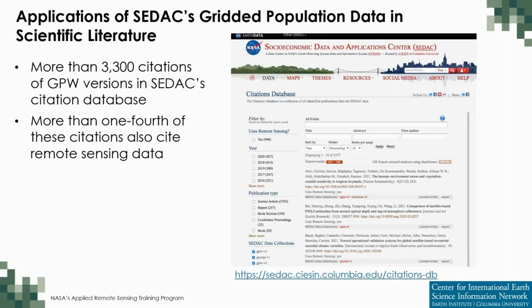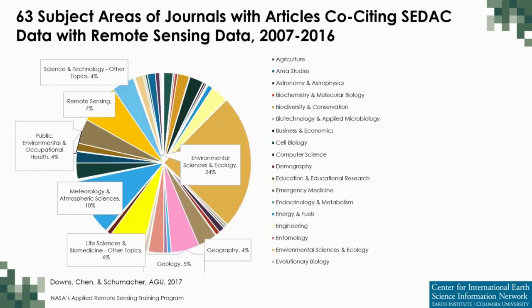And we also track whether these data are used in the same paper with remote sensing data, often from NASA satellites, but also other satellites. And about a fourth of those papers that cite GPW also use remote sensing data. And we have done on various occasions analyses of these citations. This is from a few years ago. And this pie chart actually reflects not just GPW, but all the data cited in our database. But one interesting thing is just the breadth of applications of CIESIN data across the sciences, including a lot in biology and medicine, but also in technology and all sorts of both natural and social and health sciences. So this just gives you a little taste of the breadth of the types of uses of data, at least in the scientific literature.